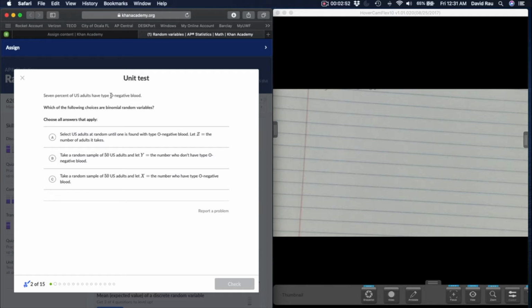All right, for the next question, 7% of US adults have O negative blood type. Which of the following choices are binomial random variables? One key condition of binomial is that you have a fixed number of trials. So in other words, it's definitely B or C. A would be an example of geometric. If we have a fixed number of trials, the probability doesn't change in between. I think it would actually be B and C, but I'm reading kind of fast.